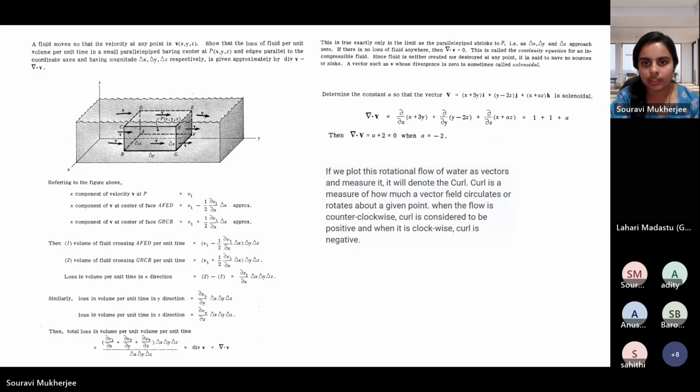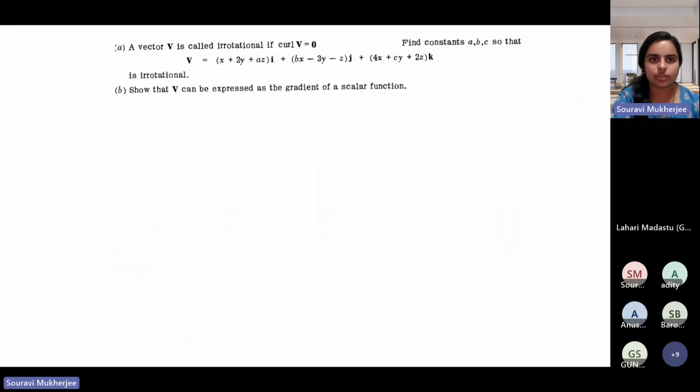Okay. Now what is curl? See, if you plot the rotational flow of water as vectors and measure it, then that gives you curl. So curl is a measure of how much a vector field circulates or rotates about a given point. Okay. And this is the convention. If the flow is counterclockwise, it's considered positive and clockwise is negative. Okay. So again, curl of any vector being 0 also has a physical significance, right? When curl of some vector v is 0, it is called an irrotational vector.